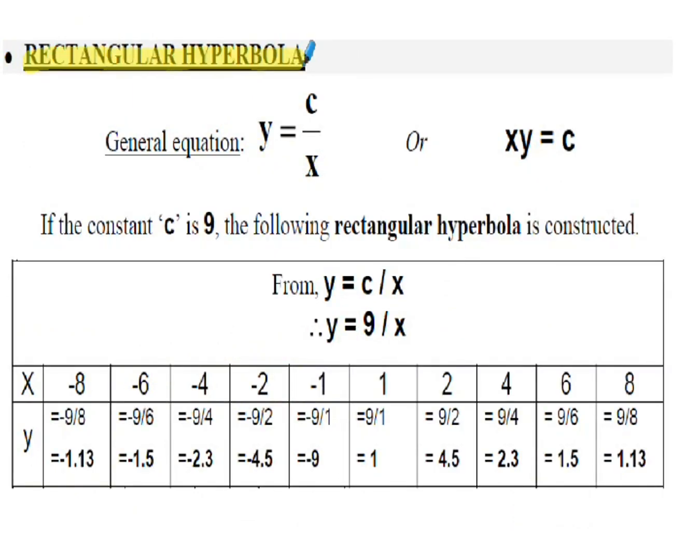Rectangular hyperbola continued. We're given the general equation y is equal to c divided by x. In this particular exercise, we're told that c is equal to 9. So from the general equation, y is equal to c divided by x. In this case, y is equal to 9 divided by x. So we can work out the values of y given the various values of x from -8 to +8. These are our values of y, etc. I'll let you go through the process of doing the calculations. The plot of the rectangular hyperbola is shown on the following slide.